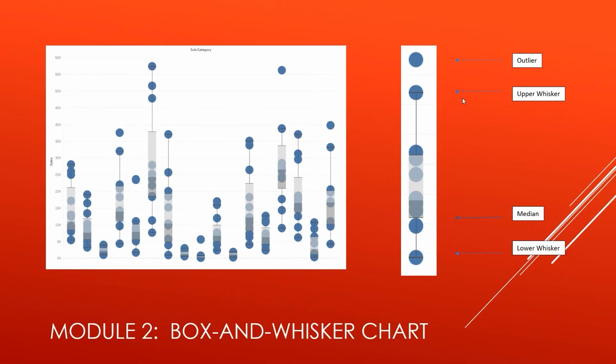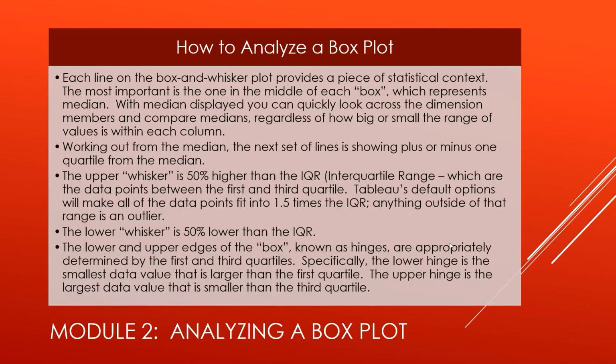And then, just to know what this is composed of, this part up at the top is the upper whisker. You'll learn more about that in a little bit. You have the median line, which is really one of the most important lines, and that's here. And then you have your lower whisker. I've also included a slide in the deck telling you how to analyze a box plot, also known as a box and whisker plot.